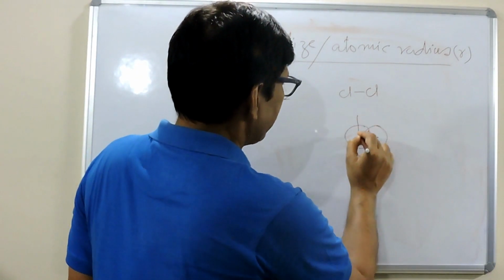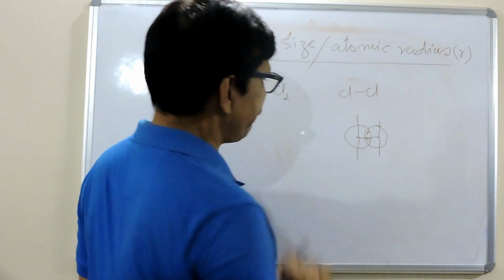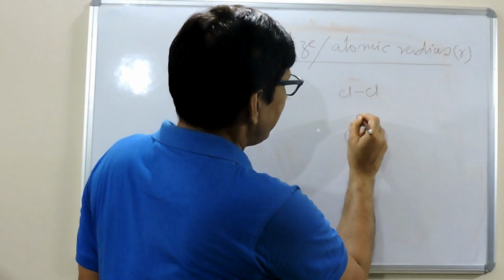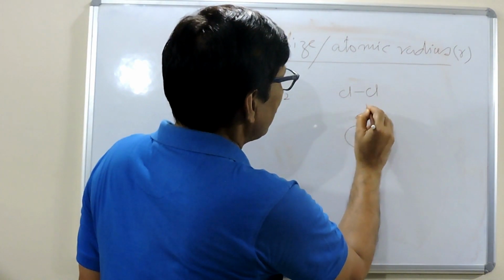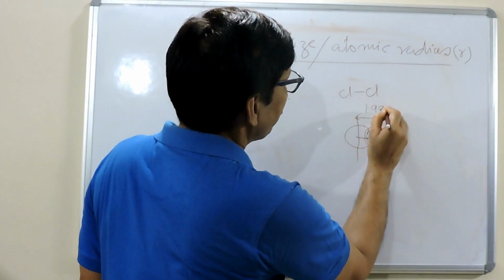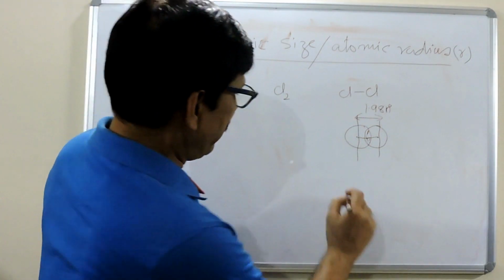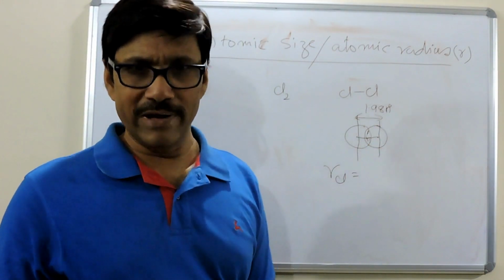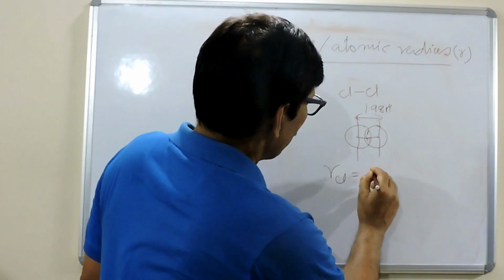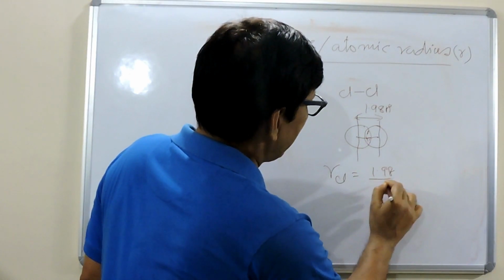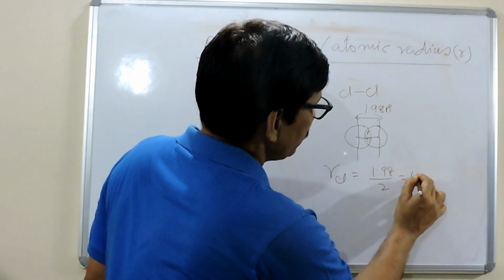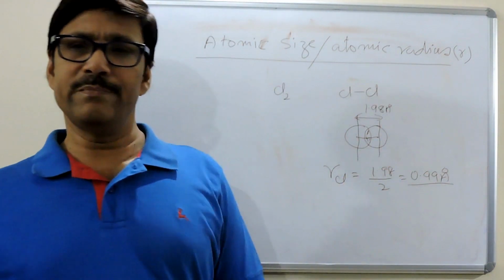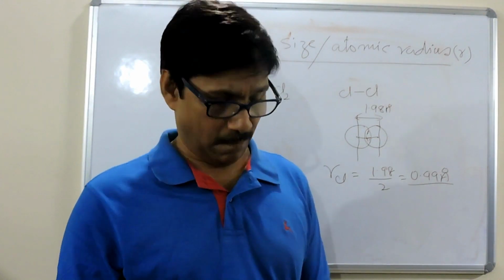For example, in the case of chlorine, the distance between the two nuclei of the chlorine atoms is approximately 1.98 angstrom. So the radius of the chlorine atom, the atomic radius, which we also call the covalent radius, will become 1.98 by 2, that is approximately 0.99 angstrom. So this is the meaning of atomic radius.